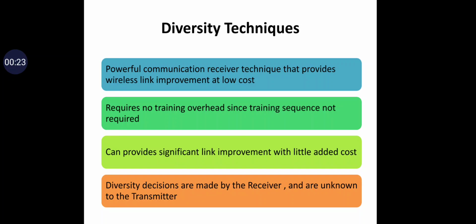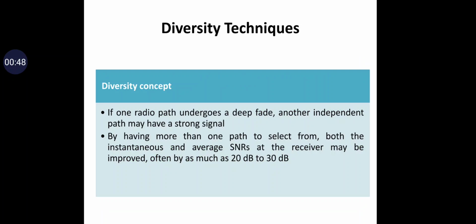The powerful communication receiver technique that provides wireless communication link improvement at low cost is diversity technique. It requires no training overhead since training sequences are not required. It can provide significant link improvement with little added cost. The diversity decisions are made by the receiver and are unknown to the transmitter.